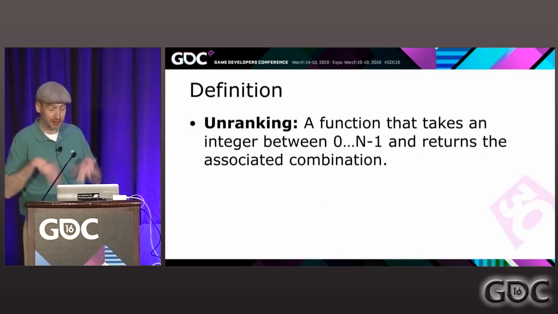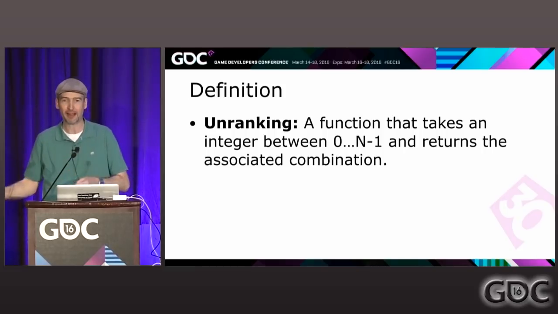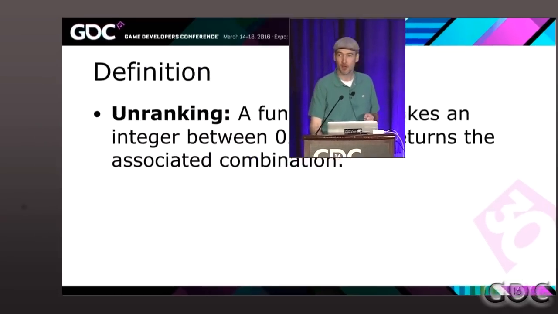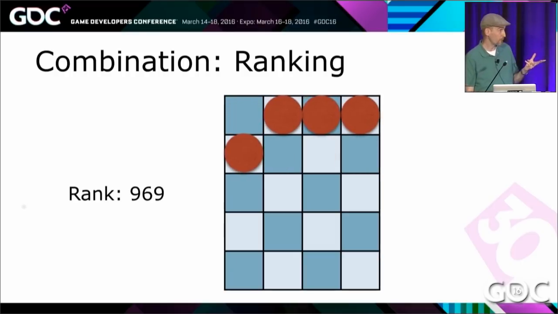Unranking is the reverse process. That is, I give you an integer, and I want to get back the board position. The way this works is we're going to reason about what we've been doing here. Here I have my first board position, which we know is rank 0. And we know my second board position right here is ranked 969.